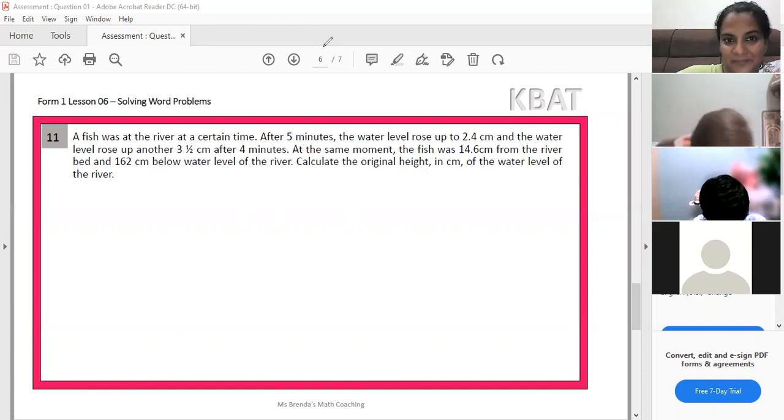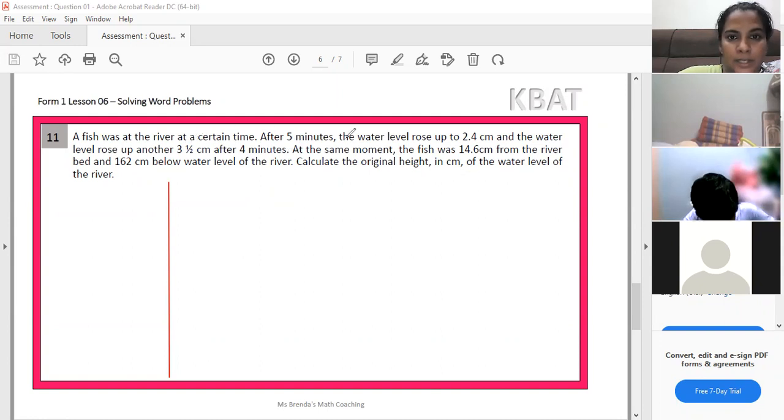How do we do this? First of all, draw a line. Okay, there must be a river, a water level that we are talking about, and there is a fish. Do you know what is a riverbed? Riverbed is the base, and the level of water is the top part. Let's see whether your answer is correct.